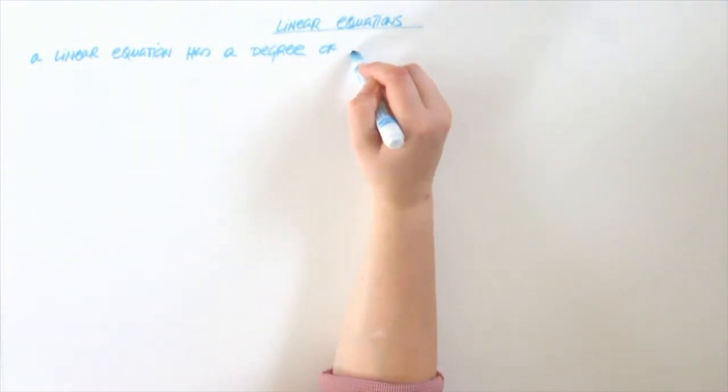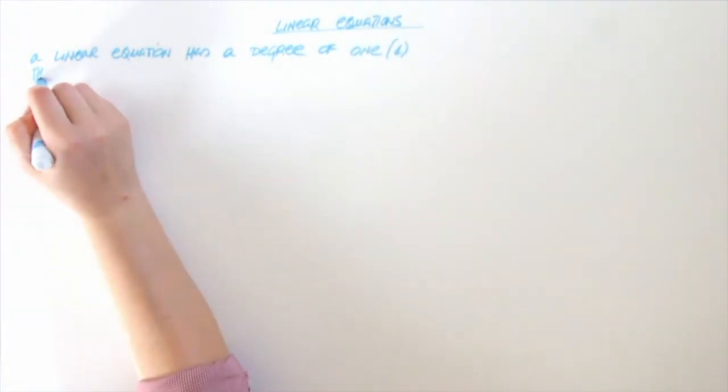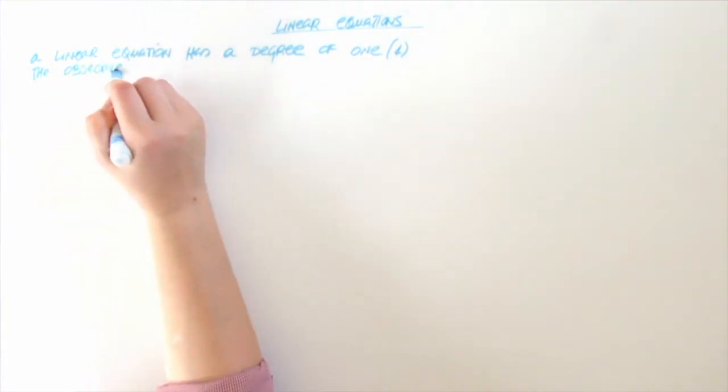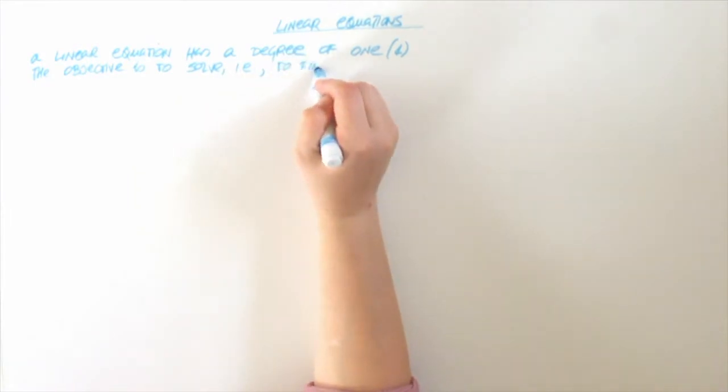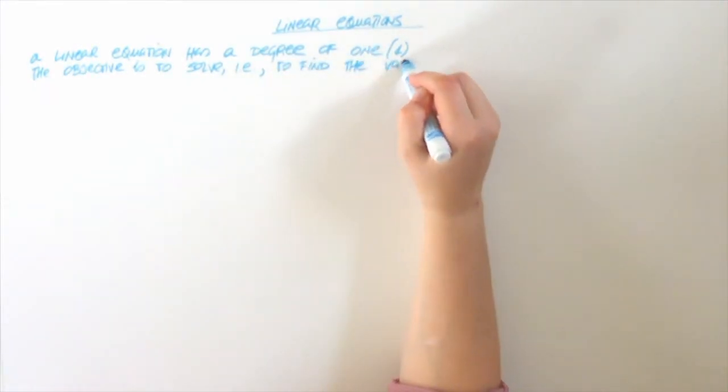A linear equation has a degree of 1. Remember, the degree is the maximum exponent that you see. The objective is to solve it, which is to find the value of the variable that makes the equation true.